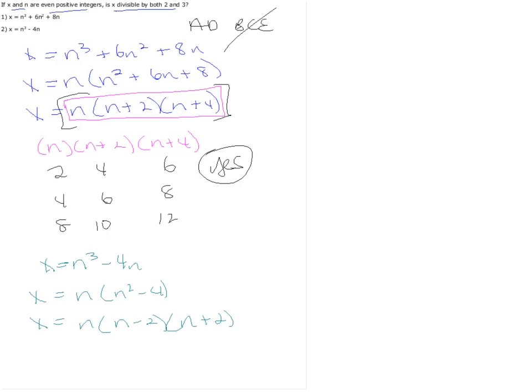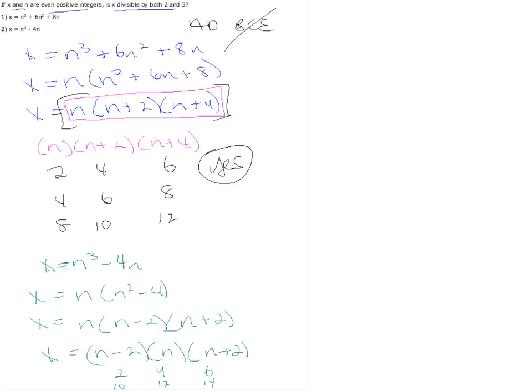Now, this one's a little bit harder to see, but if we reorganize the terms here, what we can see is x is equal to n minus 2 times n times n plus 2, and because the n is even, this is also representing the multiplication of 3 consecutive even integers, right? This could be 2, this could be 4, this could be 6, right? This could be 10, this could be 12, this could be 14.